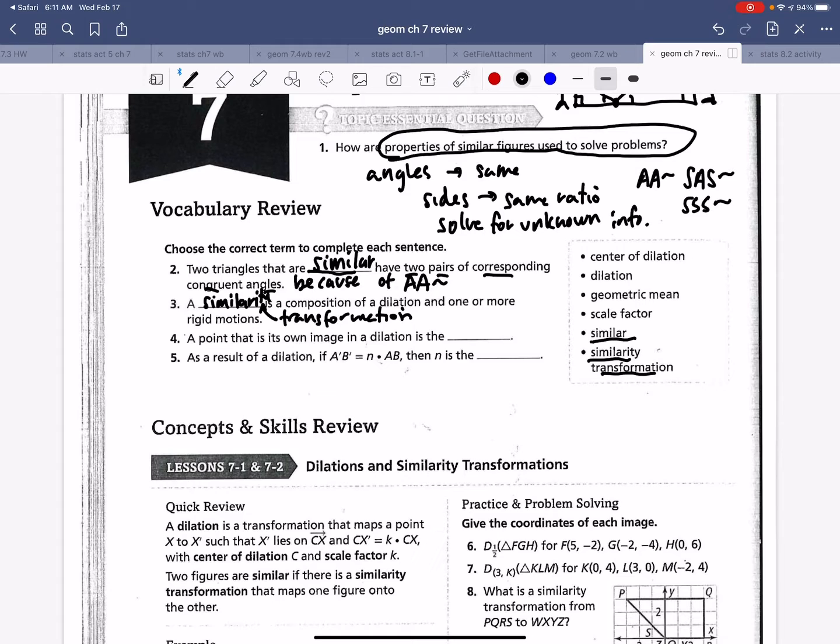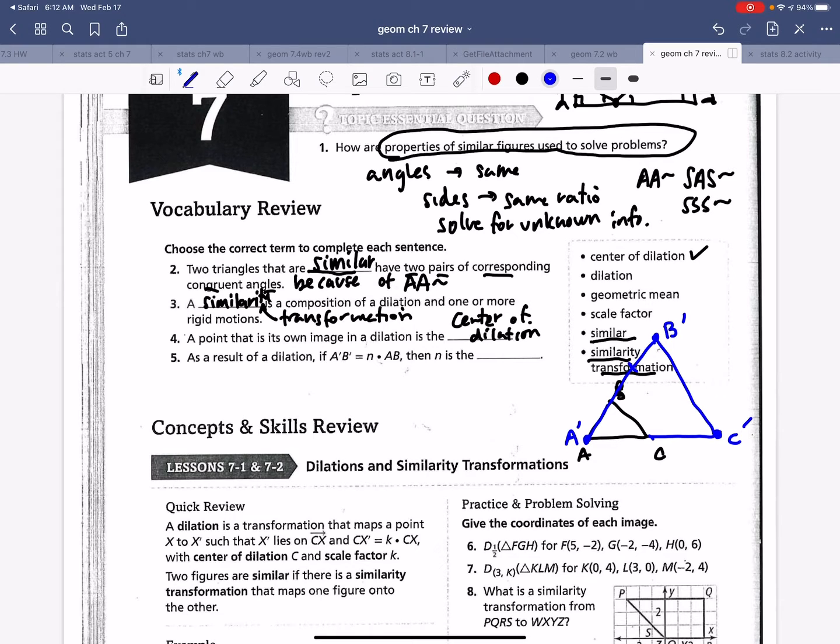A point that is its own image in a dilation. I think that would be our center of dilation, and I'll explain that here in a minute. So if I took the triangle ABC and I dilated it about point A, then let's say I tripled it. This A prime would be at its same location.